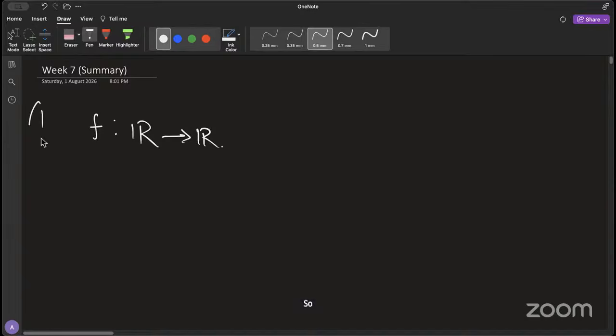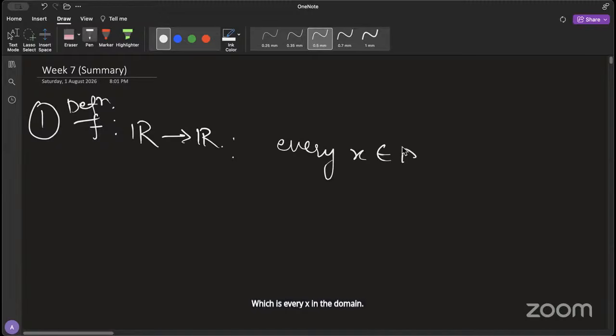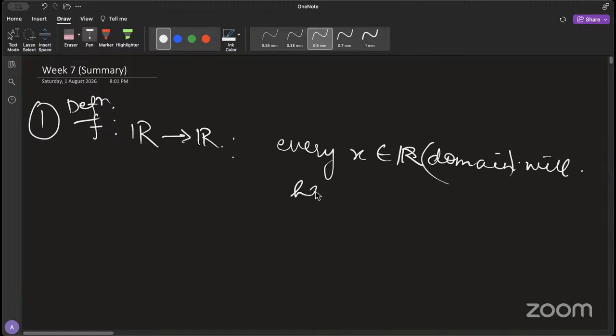So the first thing is the definition of a function, which is: every x in the domain will have a unique value in R, which is the codomain.